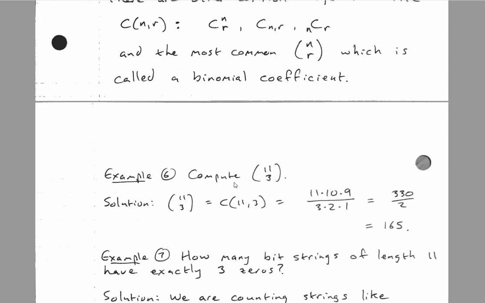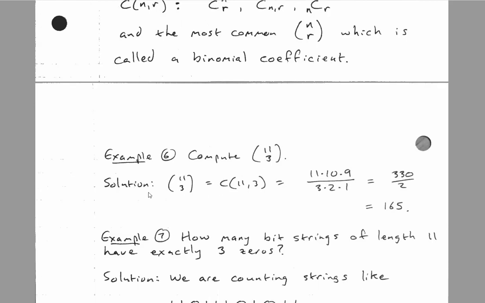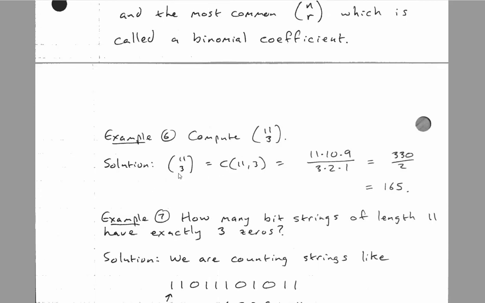Example 6: compute 11 choose 3. So that's a good way to say it. It's just C(11,3), so the same formula: 11 times 10 times 9, these 3 numbers, divided by 3 factorial. I can cancel 3s, cancel 2s, so that's 165.